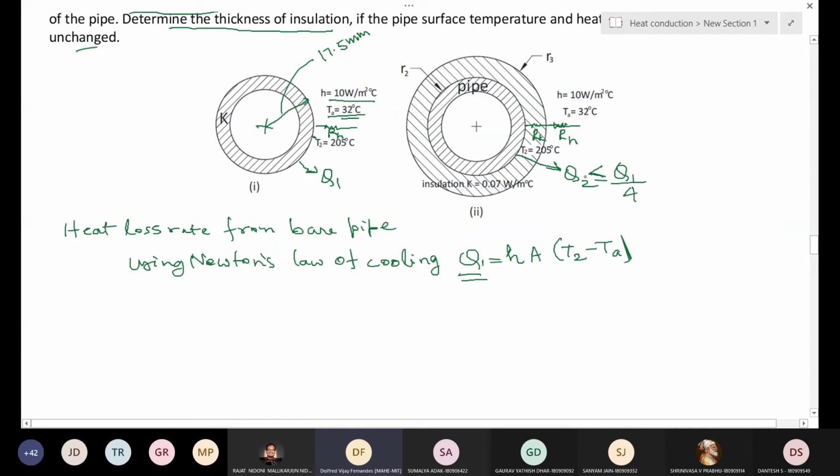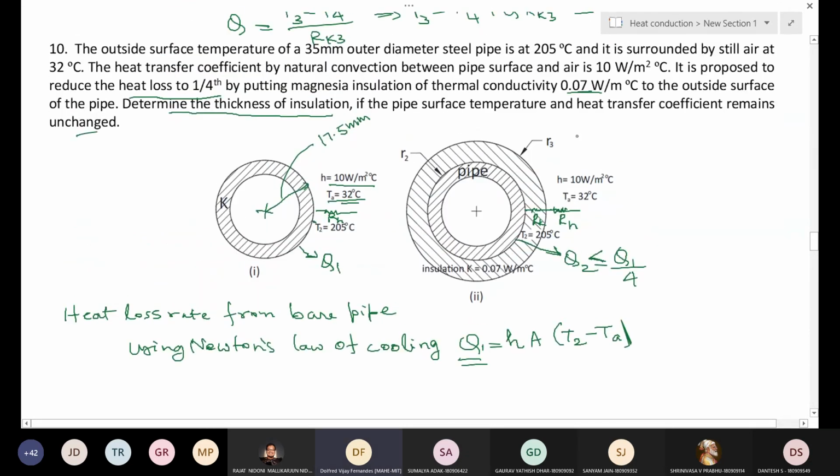So we know Q2. Now we have to find the resistance that gives us that value of Q2, the total resistance, conduction and convection. But you will end up with some function of the radius, the thickness of insulation here. So we have a fixed radius here.